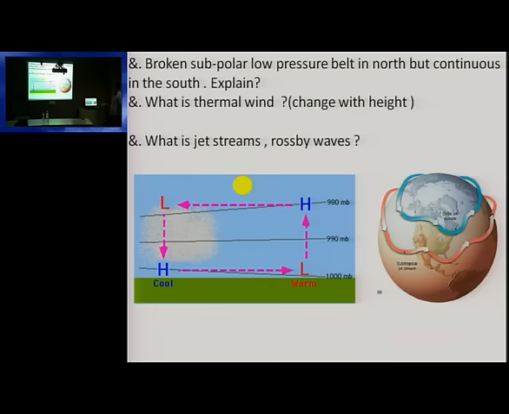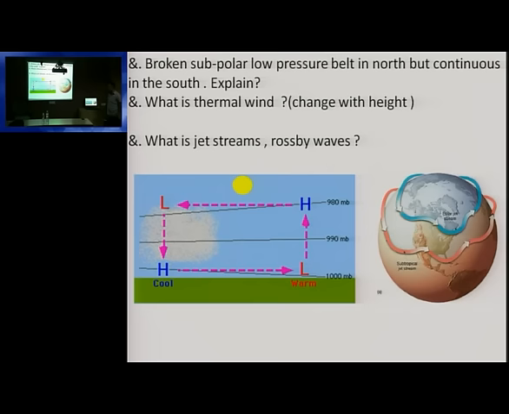You know this term, thermal wind. What is thermal wind? What is jet stream? What is Rossby wave? All these are connected to one another. Very simple. But these phenomena are very important because they directly or indirectly affect the entire climatic condition of the globe, and particularly the monsoon in our country.